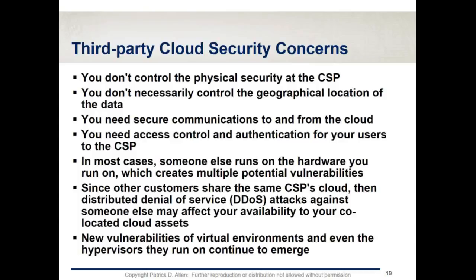Like I said, somebody else runs the hardware you're running on, as well as some other people are running on the hardware you're running on, which I will get into coming up. And then since other customers share the same CSPs, if somebody's doing a denial of service attack against somebody they don't like, and you happen to be on the same stuff, your pipes could be affected as well. Your data rate could be affected as well. I haven't seen much of that, but it is possible.